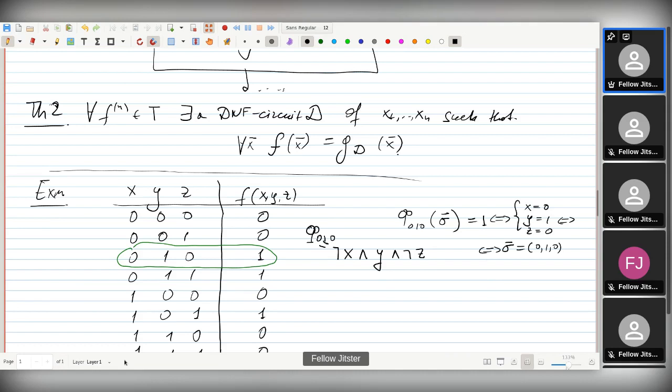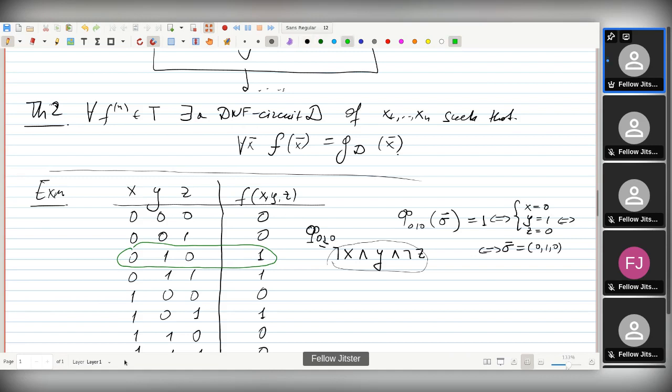Of course, when does it take 1? When not x takes 1, y takes 1, and not z takes 1. So this is the main idea. This formula, this expression or circuit, takes 1 if and only if it is given this very tuple.